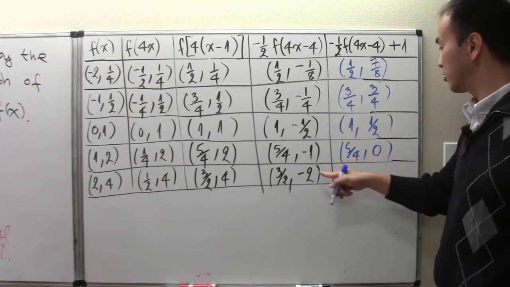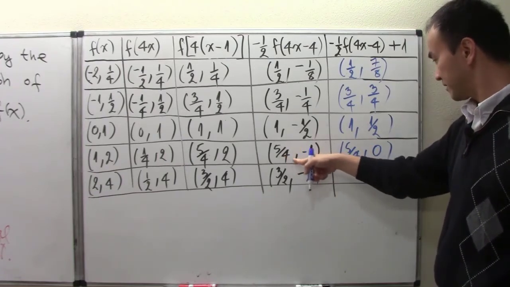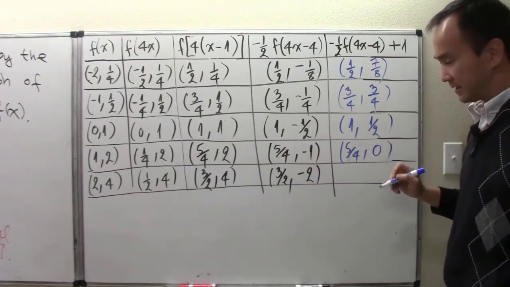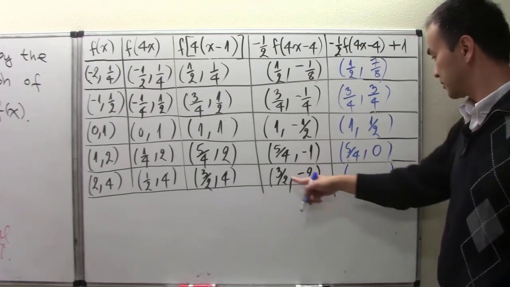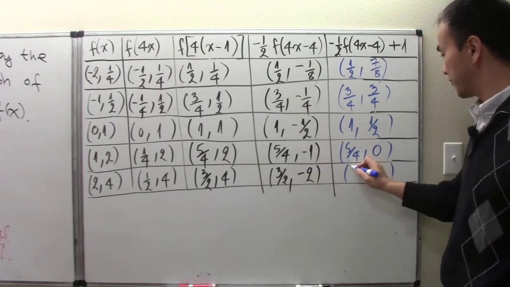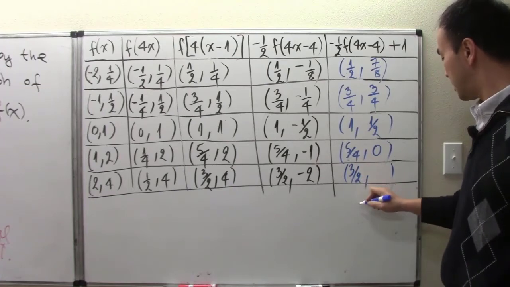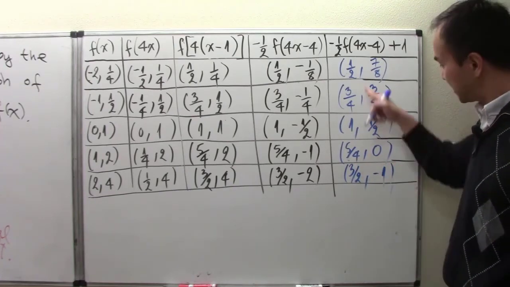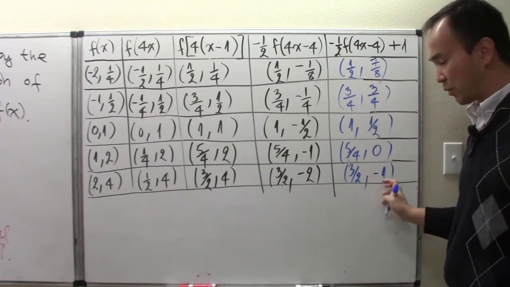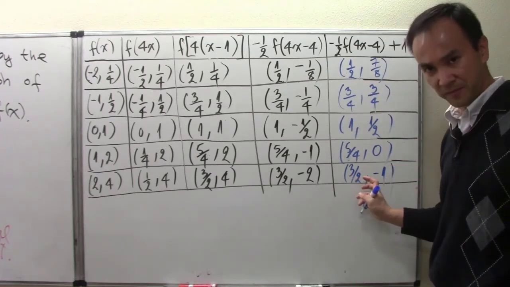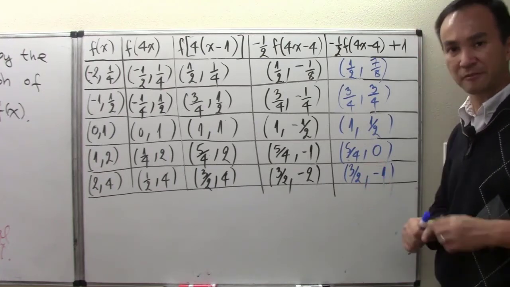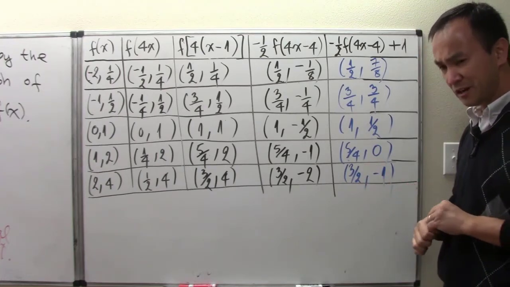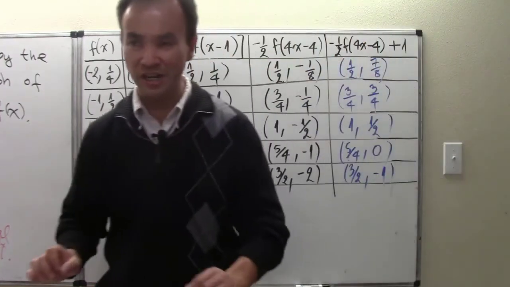Okay, and that is simply because 5/4 comma negative 1 is transformed into that. And then the next one here, 3/2 comma minus 2, is transformed to 3/2 comma minus 1. These points in blue right here are going to be our final guiding points, which define the shape of our graph.